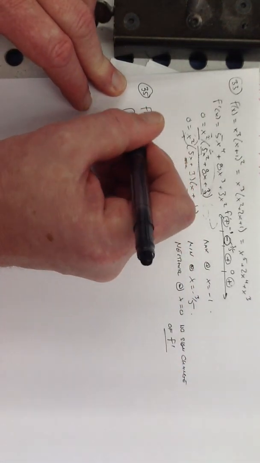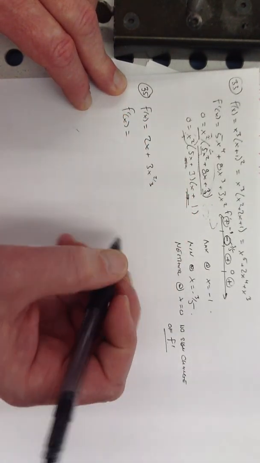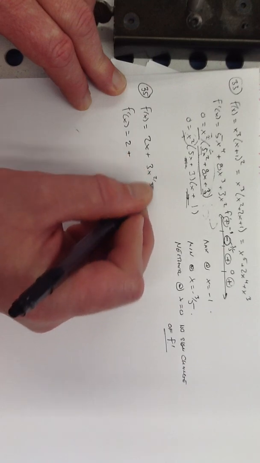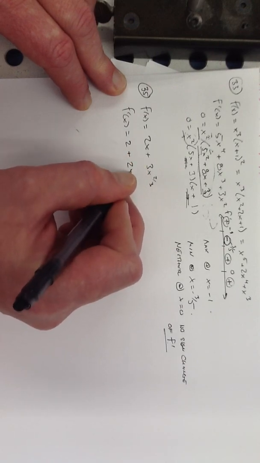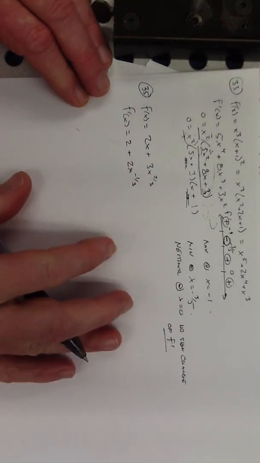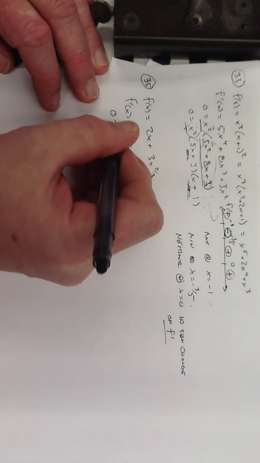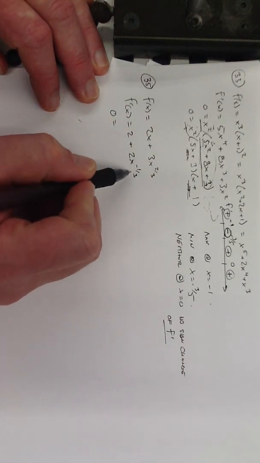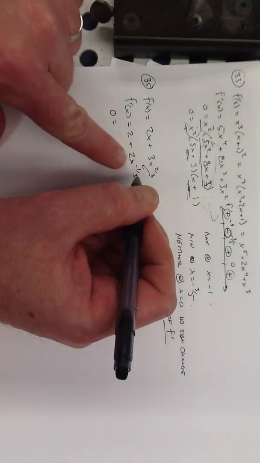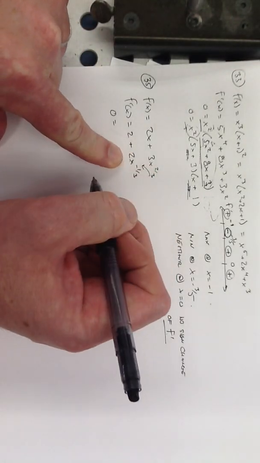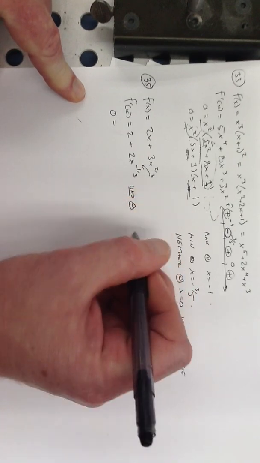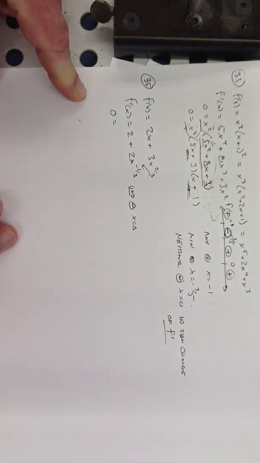All right, so the derivative of this is going to be 2 plus 2x to the negative 1/3. Looks good, so I'm interested in where that's 0 or undefined. Anytime you have a negative exponent, you have to remember that that's really like having that x on the bottom. So I am going to be undefined at x equals 0.